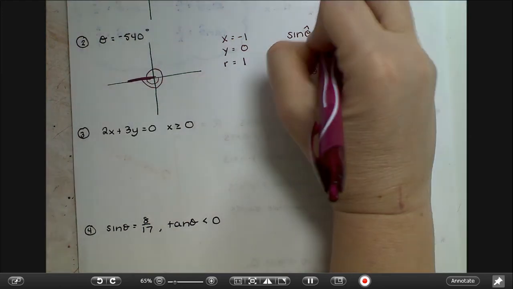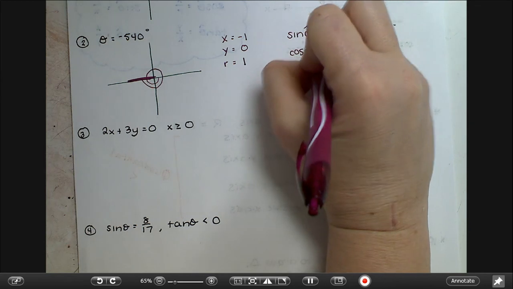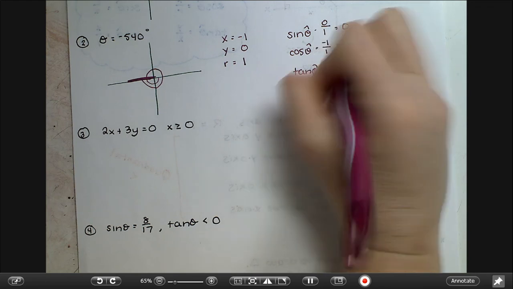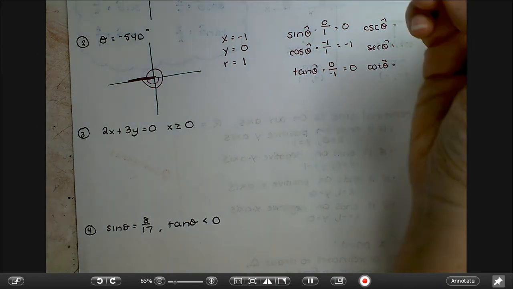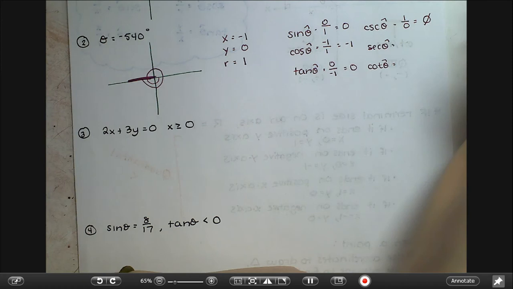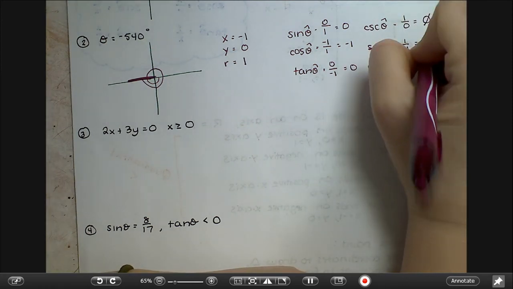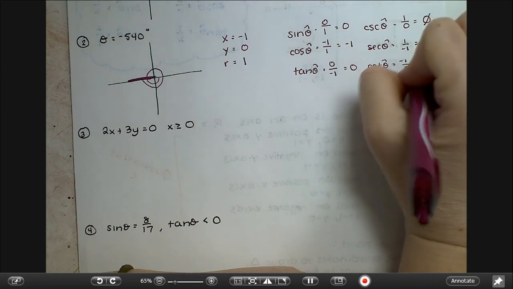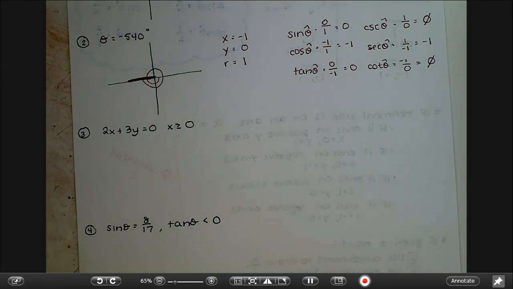Sine is y over r, so 0. Cosine is x over r, -1. Tangent is y over x, which is 0. Cosecant would be 1 over 0, which is undefined. Secant is 1 over -1, and cotangent would be -1 over 0, which is also undefined. So those are the 6 trig functions when you're given a quadrantal angle.